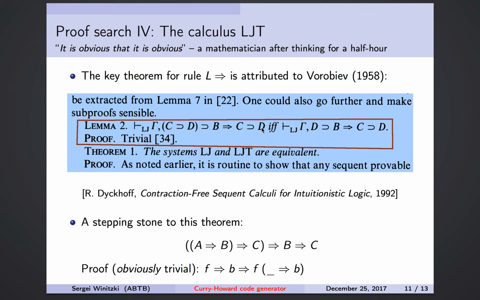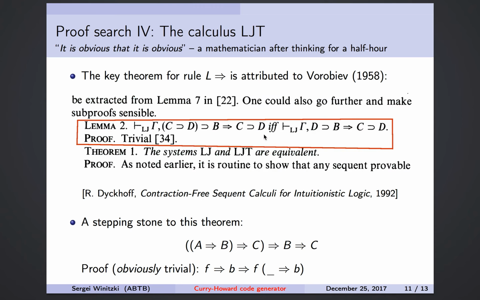CDB goes to CD if and only if DB goes to CD. So there's this crossing. You see D and B are separated by parentheses here, and then you have D to B without parentheses. So this is the same statement as I had on the previous slide, and the proof is trivial. So it wasn't trivial for me, but you know how mathematicians are. For them, everything is obvious and trivial.